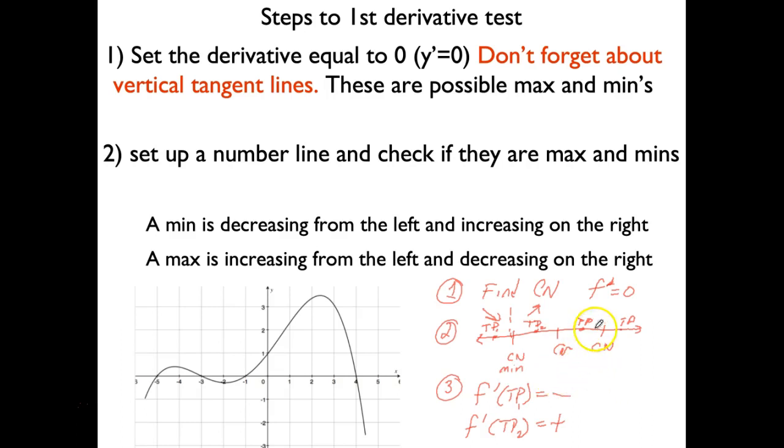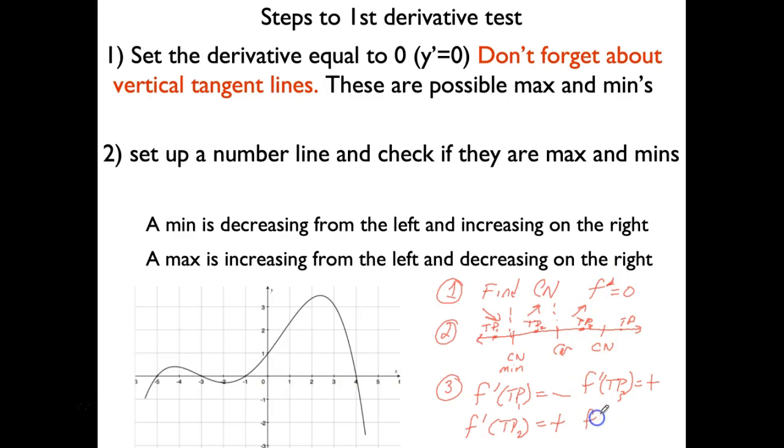Okay, let's plug in a third test point here. And remember, that's going to be increasing all the way until this point. We're going to plug in the next test point. Let's say we get a positive. So that means it continues to increase. This critical number would be neither a min or a max because it went from increasing to increasing again.